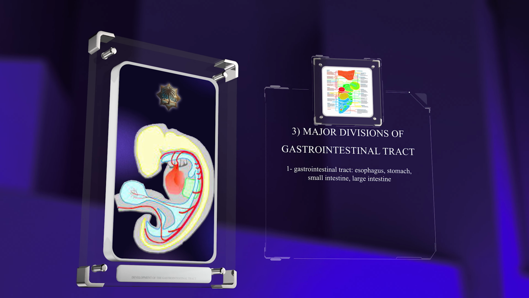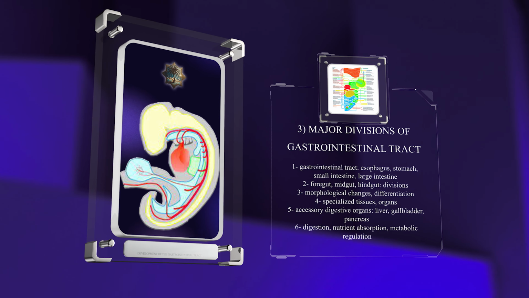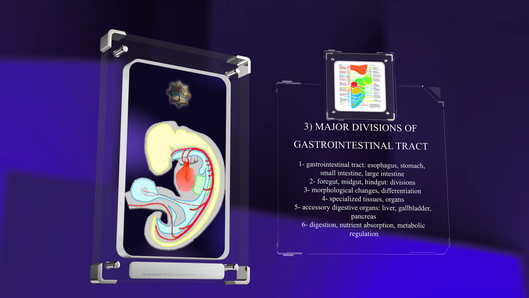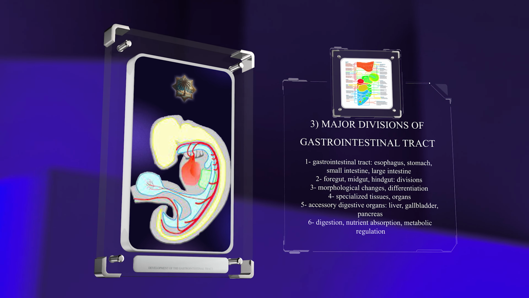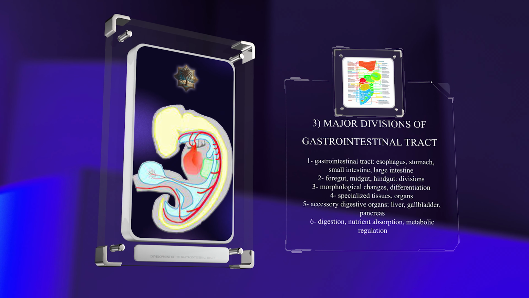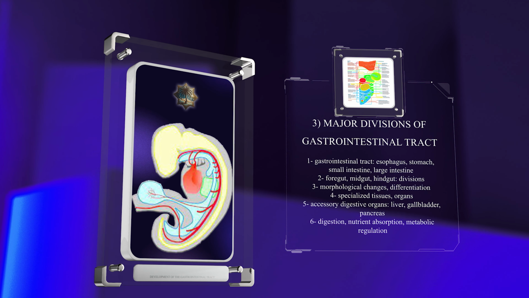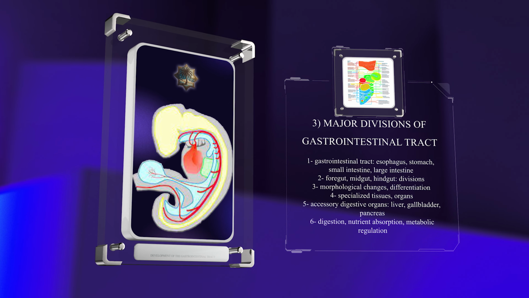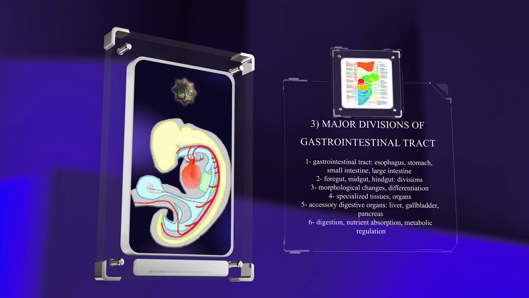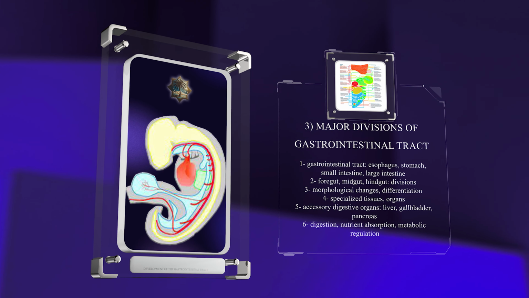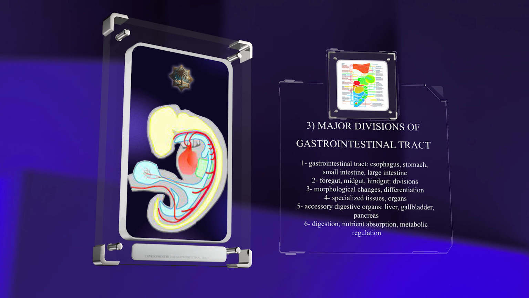The gastrointestinal tract develops into the esophagus, stomach, small intestine, and large intestine. The foregut, midgut, and hindgut give rise to these divisions, which then undergo morphological changes and differentiation to form specialized tissues and organs. Accessory digestive organs such as the liver, gallbladder, and pancreas also develop and contribute to digestion, nutrient absorption, and metabolic regulation.